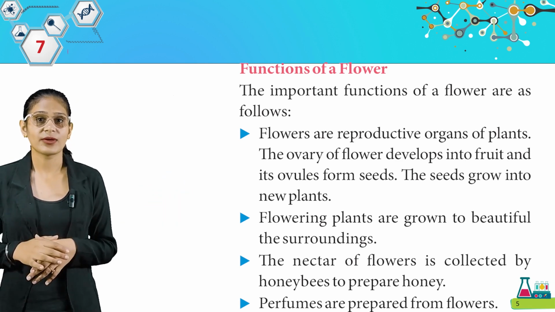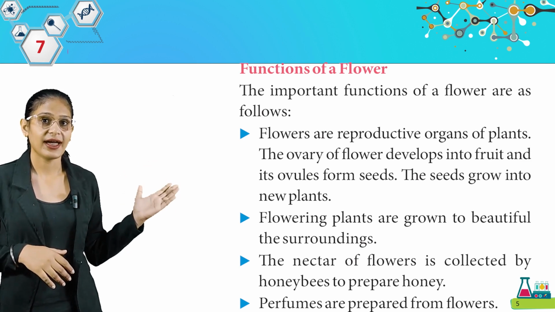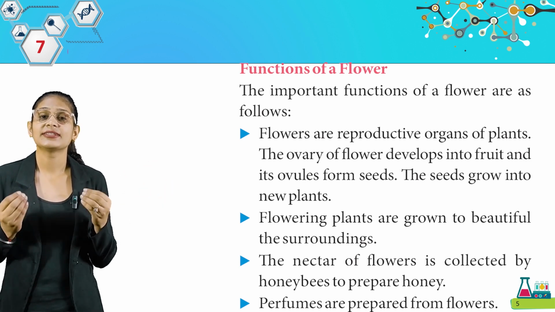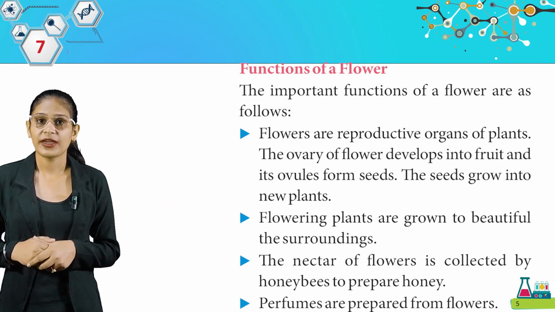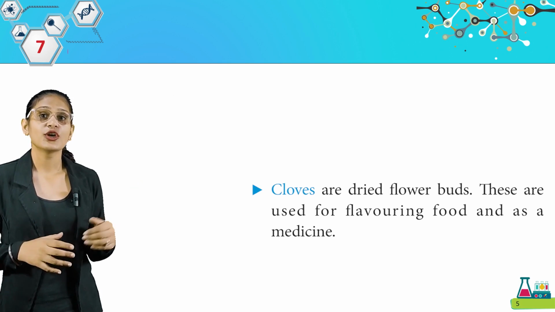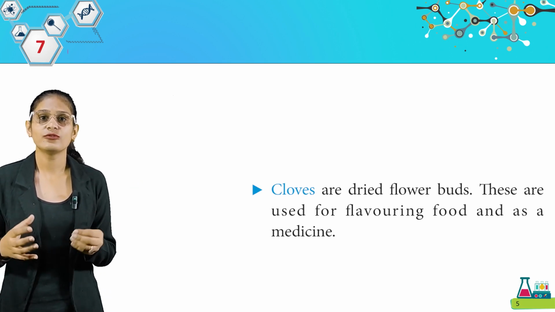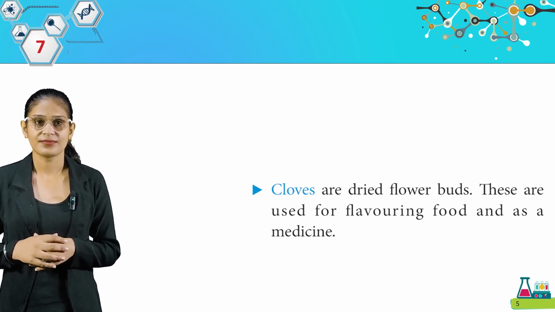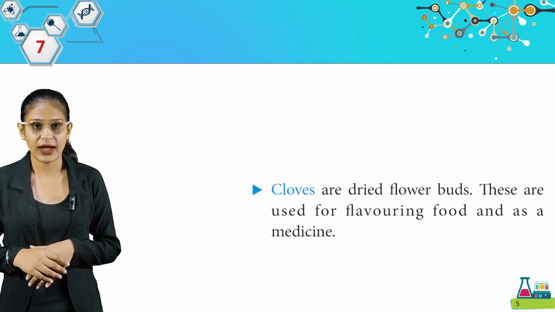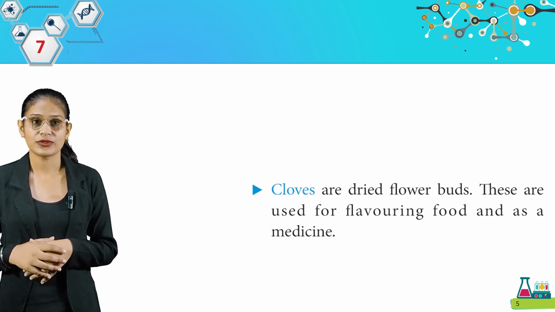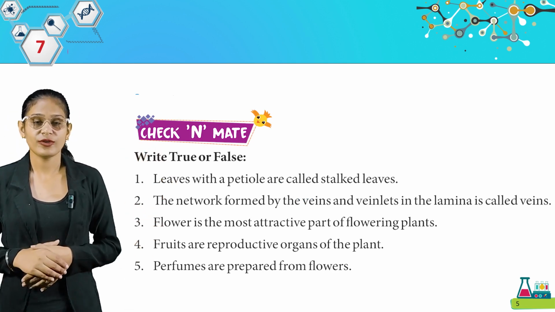Come to the next. Flowering plants are grown to beautify the surroundings. Then we have the nectar of flowers, which is collected by honeybees to prepare honey. Perfumes are prepared from flowers. Cloves are dried flower buds. These are used for flavoring food and as a medicine. So students, these are the functions of flowers, and we read about the different parts of plants and their functions in this chapter. Now we have check and mate. Now you have read about these things, so you can do it by yourself.